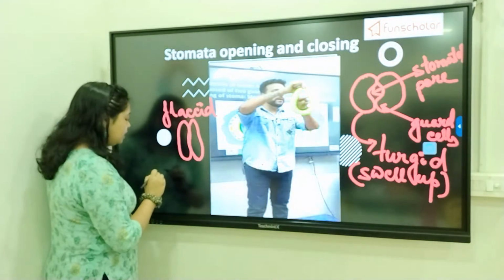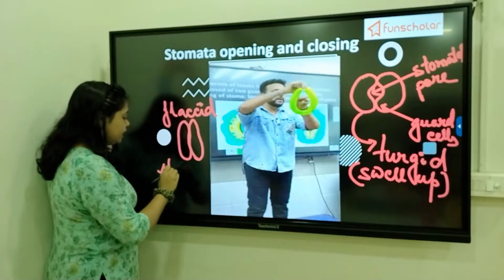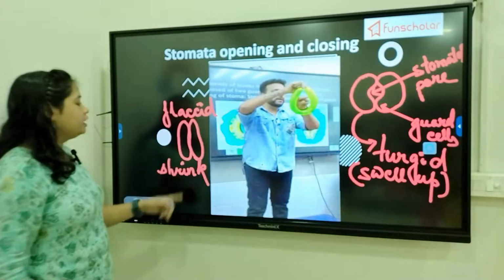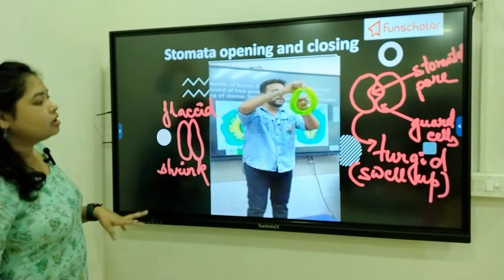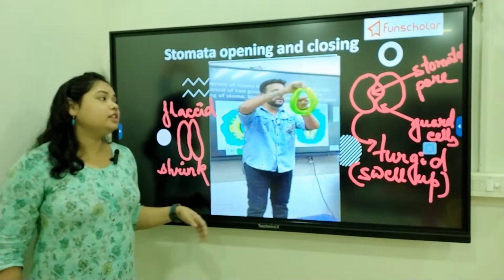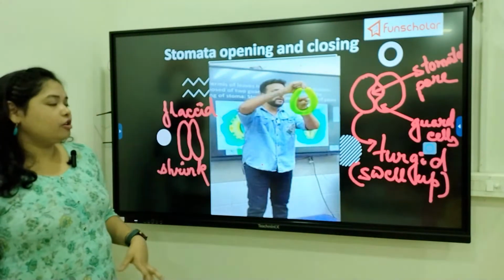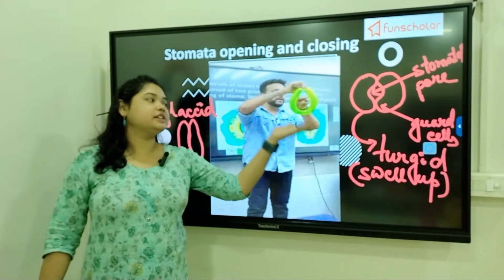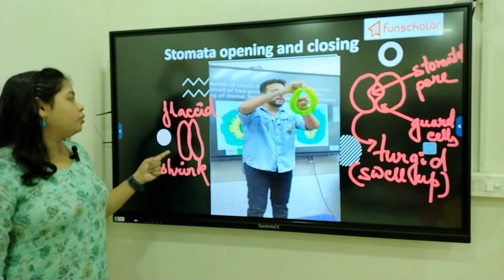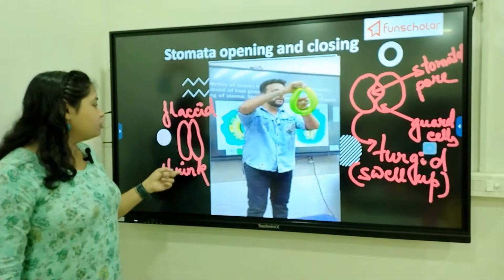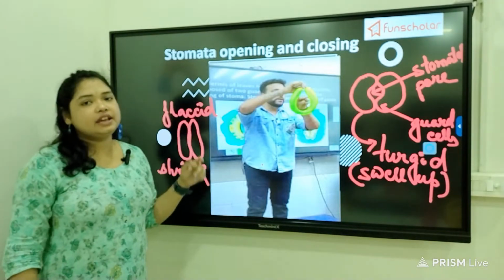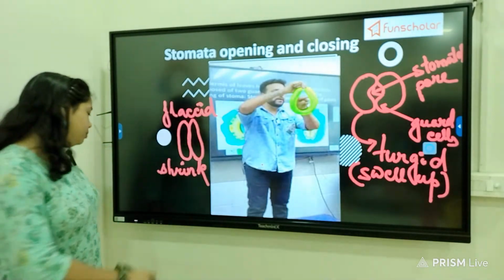They shrink and they close the stomatal pore. Okay, so it depends on the water content of the cell. When the water content is high or water is supplied to the guard cells, they swell up and stretch open the stomatal pore. And on the other hand, when the water moves out of the cell, the guard cells shrink, become flaccid, and they actually close the stomatal pore.